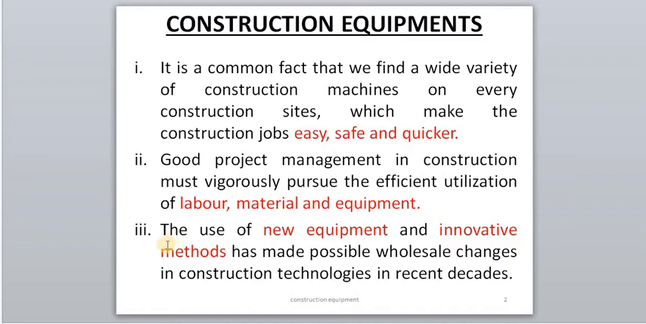Also, the third point: there are new equipments and innovative methods. Nowadays new equipments have been invented, and these can be used in the construction industries. There are always innovations and innovative methods used nowadays in order to have good quality of construction work. In order to maintain the quality of work, we can use innovative methods and also the new advanced equipments, so that the work is done in a proper way.